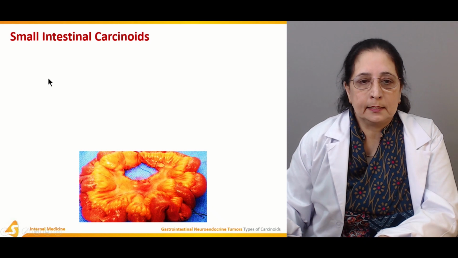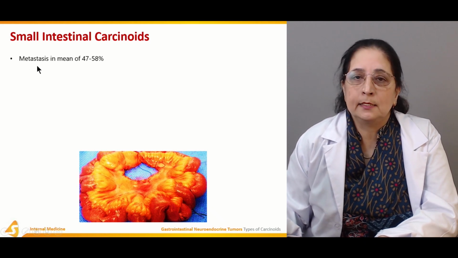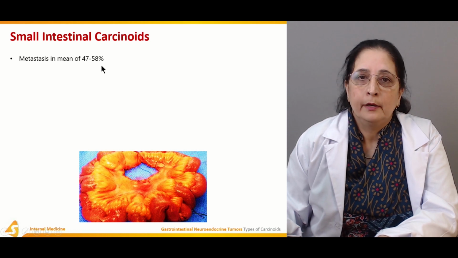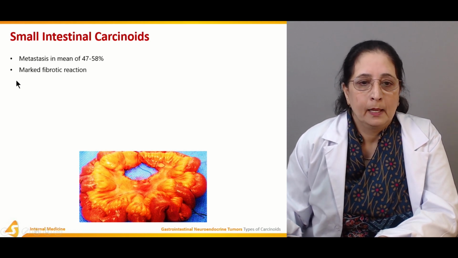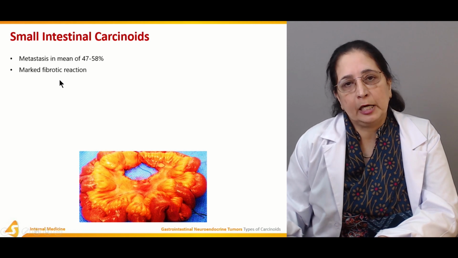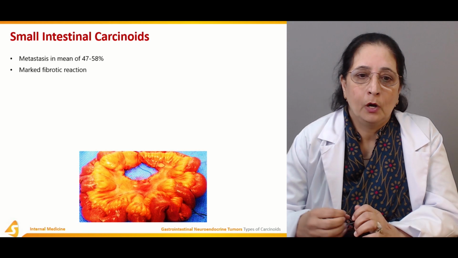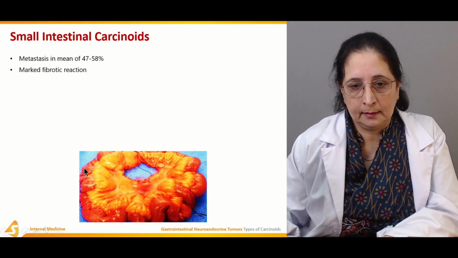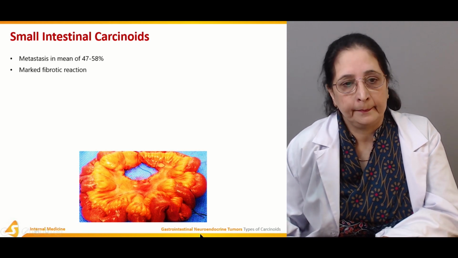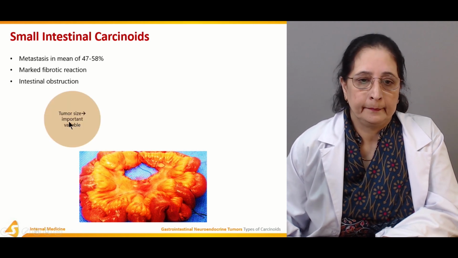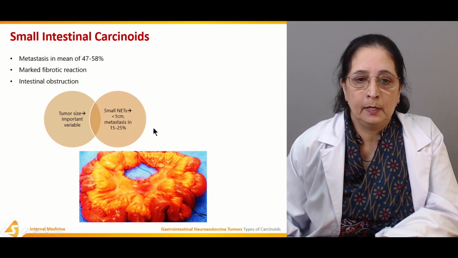Next, small intestinal carcinoid metastasis occurs in a mean of 47 to 58%. A marked fibrotic reaction occurs, and fibrosis causes shrinkage of the small intestine. Here you can see the picture. Intestinal obstruction is common. Tumor size is an important variable.